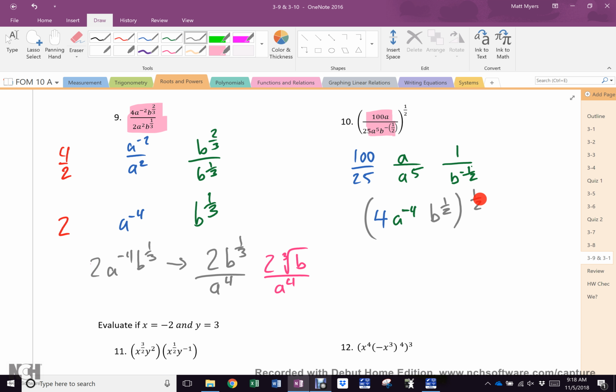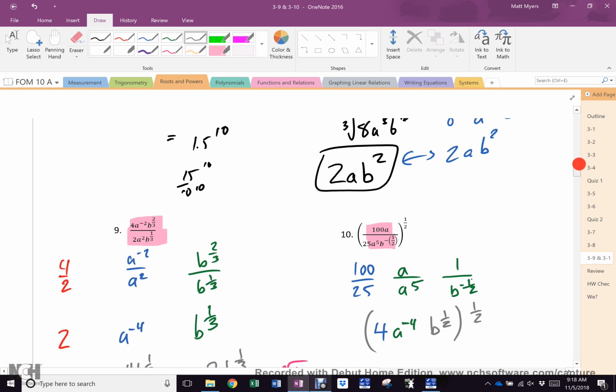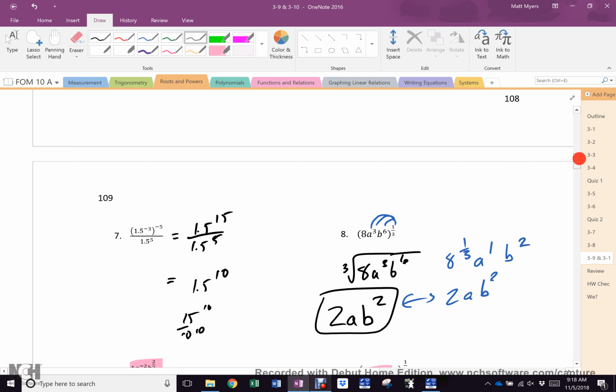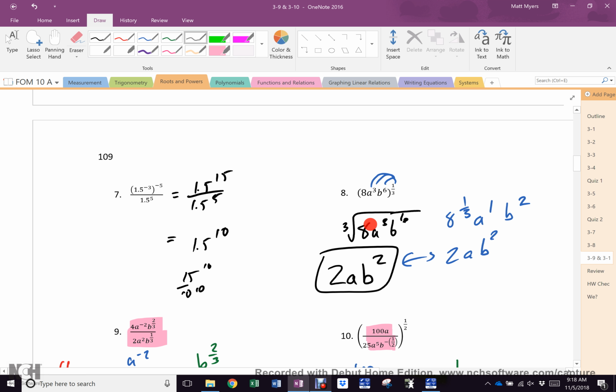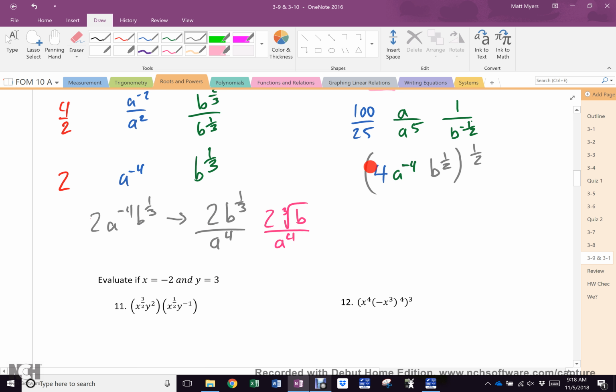Right. And then she had a choice. She could have distributed this 1/2 to everything, yes? Just like we did on number 8. Or she could have done what Jacob did on number 8 and recognized this is all square rooted. Right? I don't care which one you do. Some of you will want to do this: 4 to the 1/2, a to the negative 2, and b to the 1/4, because you multiplied it in, right?